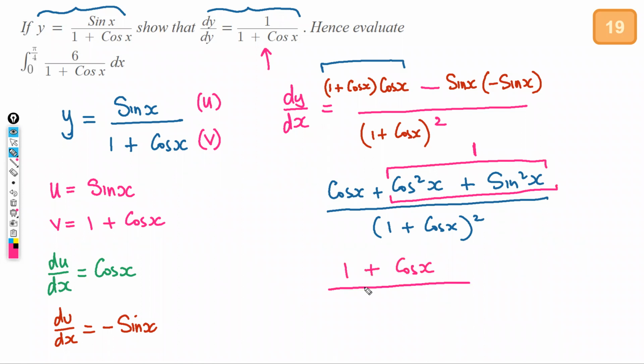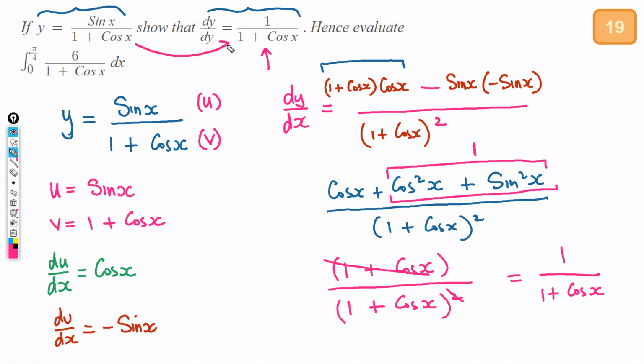And look at it, underneath you have (1 plus cos x) squared. The top and underneath are almost the same, except the one underneath is squared. So one of this will cancel out with one of that underneath. Won't it leave you with 1 divided by 1 plus cos x? So look at it, we proved it, right? When you differentiate this, you do get this. But that's only the start of the question. Now they want you to integrate this expression.